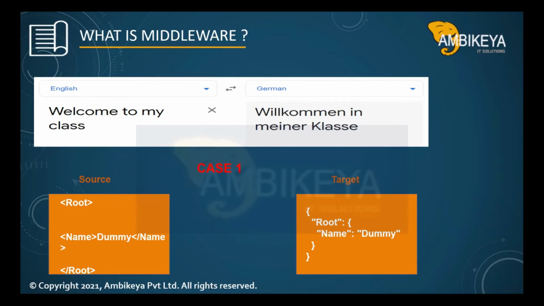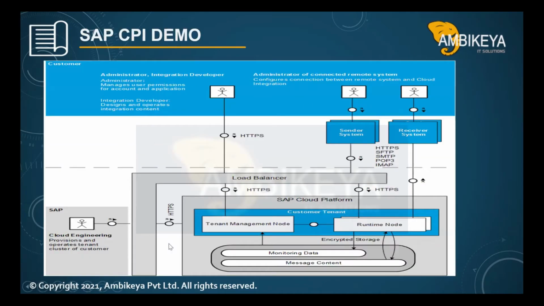There are many other things that middleware can also do. This is the layman's term. I tried to explain what this middleware is and what its use is. This is the architecture of SAP Cloud Platform. Under this cloud platform, you have a customer tenant, tenant management node, runtime node, monitoring data, and message content. Then it can be connected to the cloud, and some adapters are there. We will cover them individually one by one. Let me go inside this.